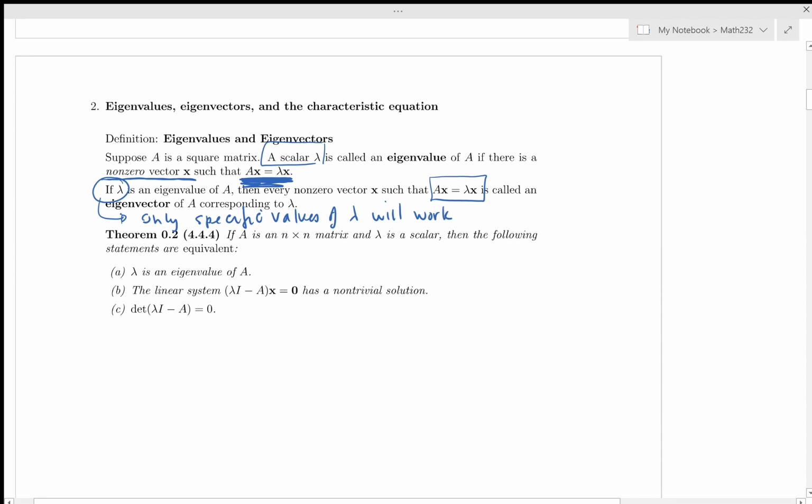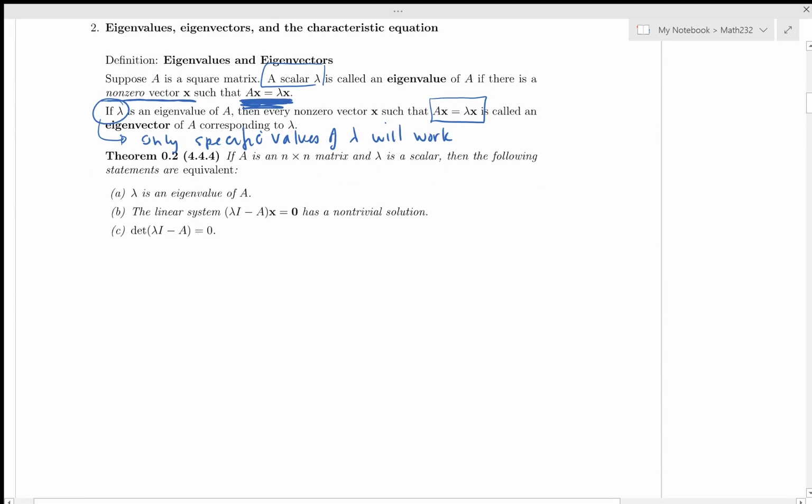Okay, so just like we had the previous theorem on the last slide, if we've got an n by n matrix A and we've got a scalar lambda, then the following statements are equivalent. Lambda is an eigenvalue of A. The linear system lambda I minus A times x equals 0 has a non-trivial solution, and the determinant of lambda I minus A is 0. This is exactly the same statement as the previous theorem, except instead of lambda being equal to 1, it can be an arbitrary scalar.